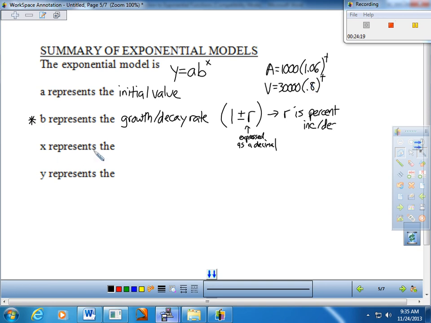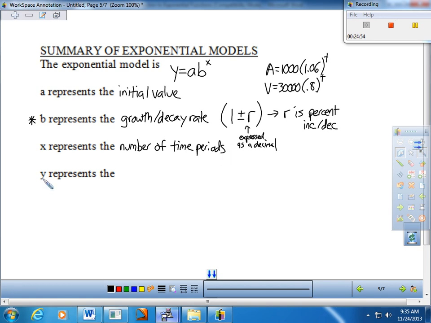X represents, of course, the independent variable. For the most part here, not in every case, but really for the most part, exponential models, the independent variable will be the number of time periods, so over time. So I'm going to write it like this, but really it is just the independent variable. So hence I used my t instead of the generic x on that.